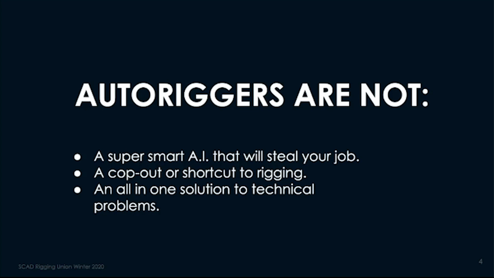So what an AutoRigger is not is a super smart AI that's going to steal your job, a cop-out or shortcut to rigging, or an all-in-one solution to technical problems. It speeds up the repetitive processes. Once you know how to make an IK-FK switch, you don't have to do it 6 billion times for every character that you rig. It's nice to have that set up and ready to go, and just add it in and start thinking more about things that relate to the character and how everything's going to work together.